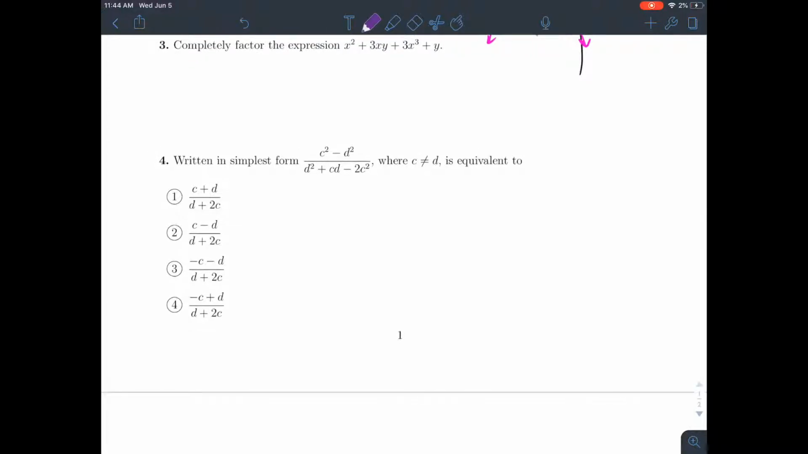Completely factor this expression. All right, so now with 4 terms, it might seem obvious that this is a factoring by grouping problem. But let's see where it gets a little more complicated. So if we try to factor it as it is, we get x squared plus 3xy plus 3x cubed plus y. So from our first 2 terms, when we split it into groups, we factor out an x, and that gives us x plus 3y.